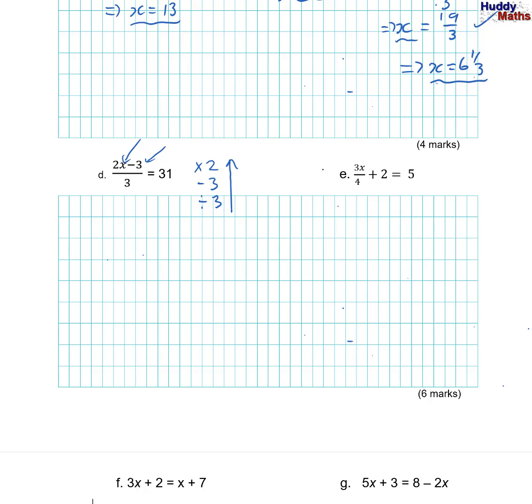Let's unpack those steps. So reversing dividing by 3 down the bottom here, we'll multiply both sides by 3. That implies if we multiply this side by 3, it will cancel out that 3 and we'll be left with 2x take 3 equals, here, multiplying by 3, 93. I was nearly going to put 96. So it's 93.